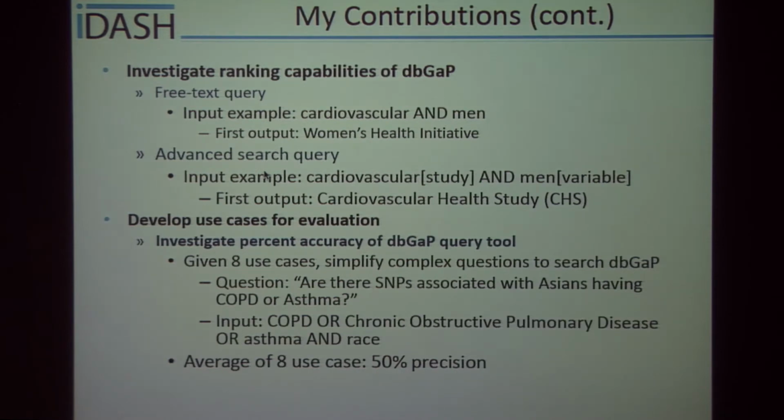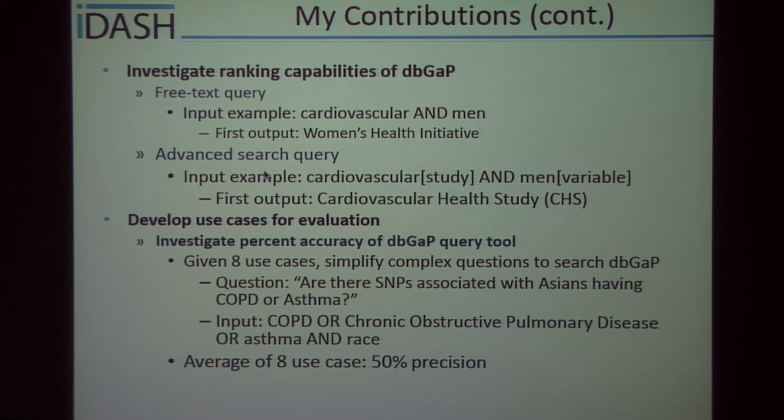The last 2 tasks that I've been currently participating in went into the evaluation and the development of our own information retrieval system. And so in the first, we investigated how well the current dbGaP system can rank relevant studies. And so in this example, I attempted a keyword search using cardiovascular men and was returned Women's Health Initiative.